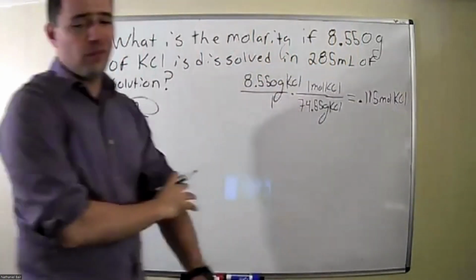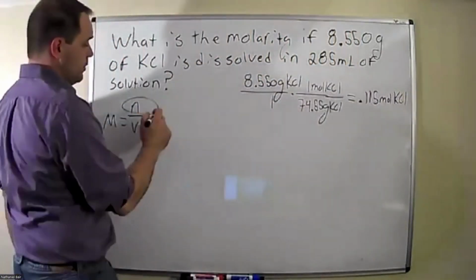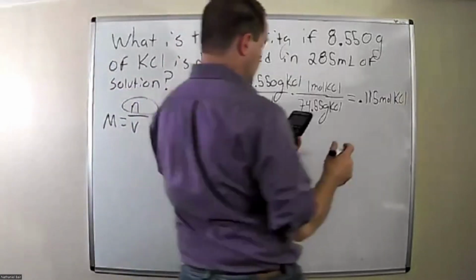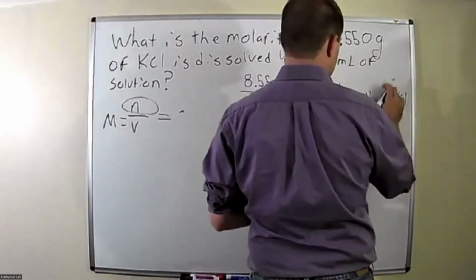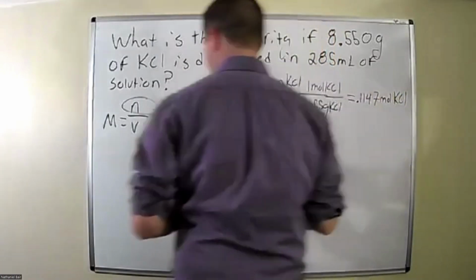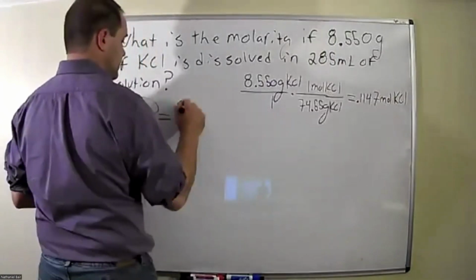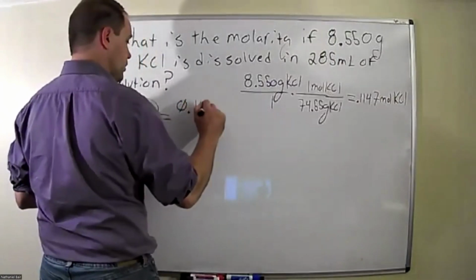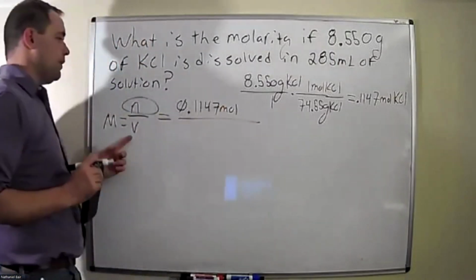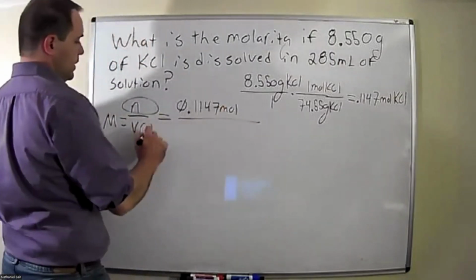You should get 0.115 moles of KCl. That's going to be my numerator. Oh, I'm so sorry, 4 sig figs: 0.1147. So if you like that leading zero, 0.1147 moles. And now we need to divide by the volume, but the volume has to be in liters.